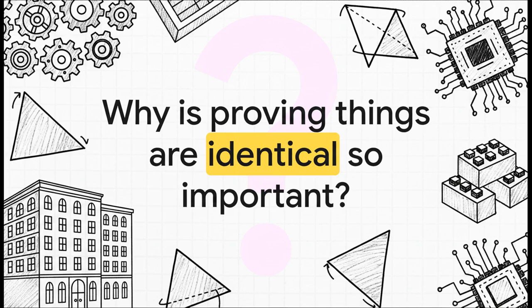So let's end with this. Why does any of this matter outside of a math test? Well, this whole idea of proving two things are identical is a building block for pretty much everything. Think about it. From making sure car parts fit together perfectly on an assembly line to designing the characters and worlds in your favorite video games, it all comes back to congruence. The simple rules we just talked about are literally helping to design the world all around us.